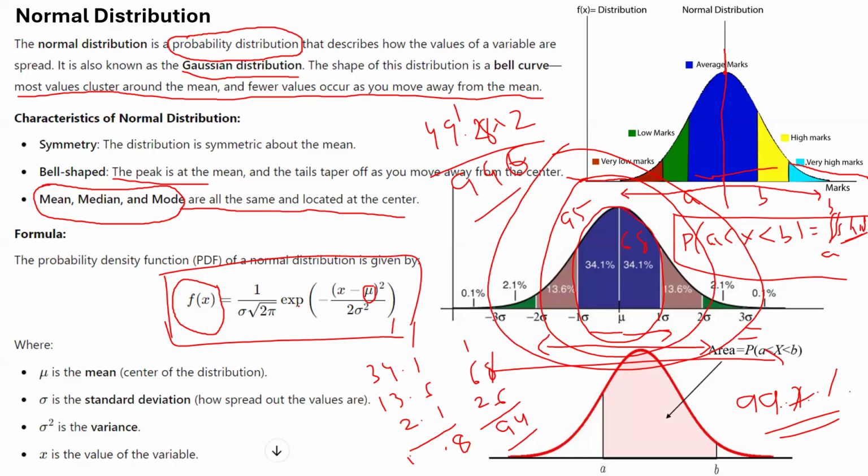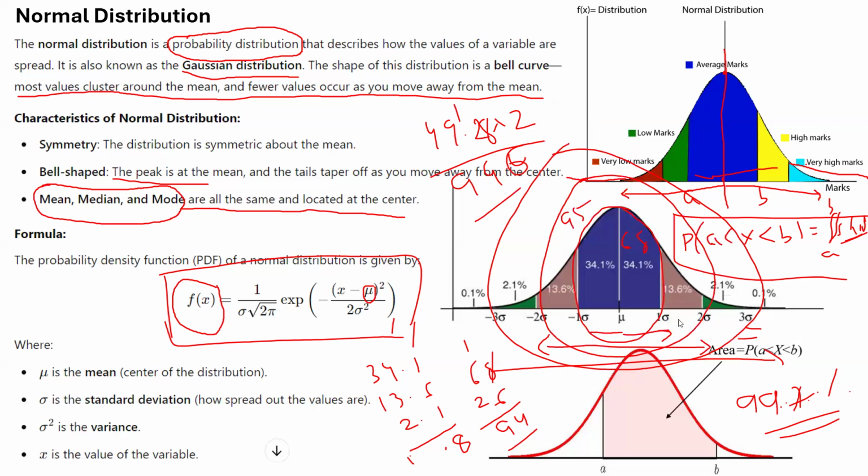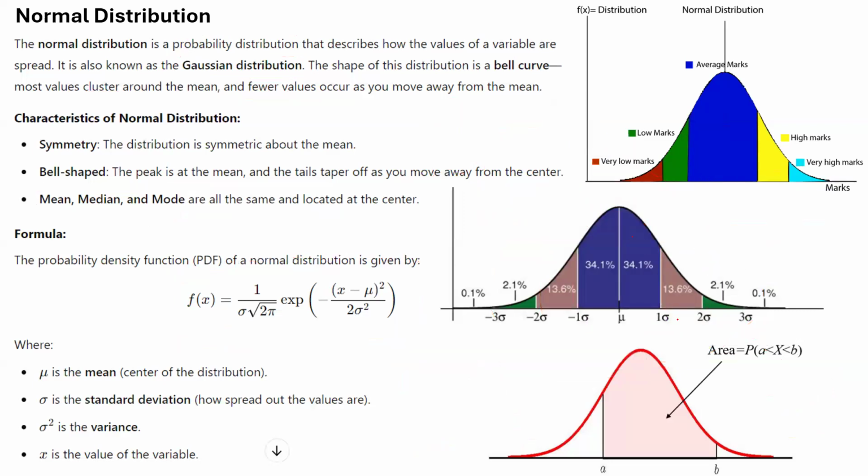If you want to find out the number of data points, the probability of a random variable taking a value within this range will be calculated just by integrating from this point to this point. So if I want to calculate the probability of a random variable falling within this range, I just have to calculate the area under this curve.